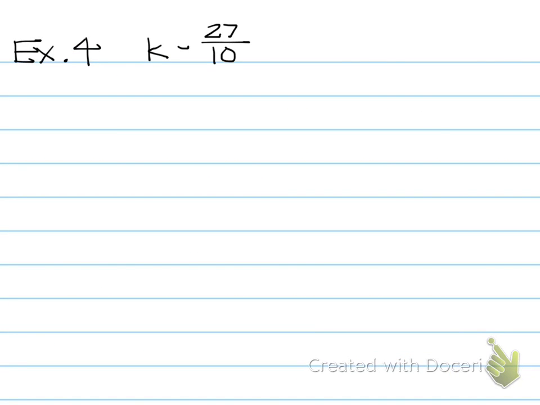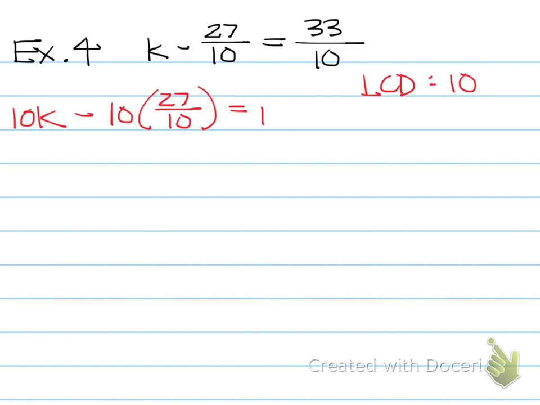Last example. We do not have any mixed numbers in this last example, so we can skip the first step. There's nothing to distribute. There are no like terms. So actually, we do want to do the first step because we do have fractions. So the lowest common denominator is 10. That's the only denominator in this problem. So we're going to multiply all the terms by 10.